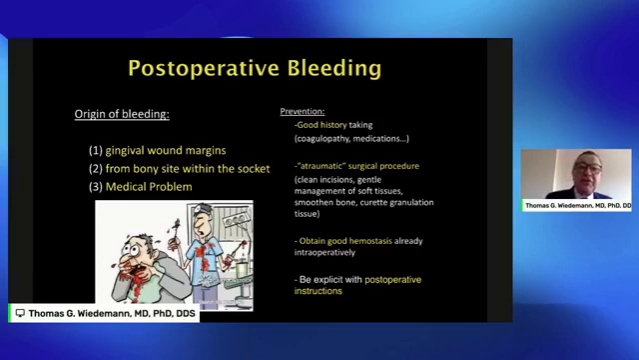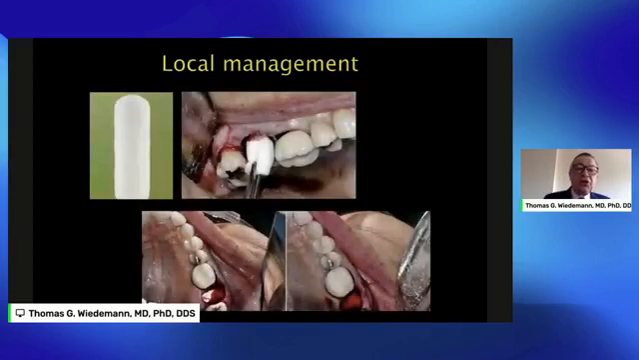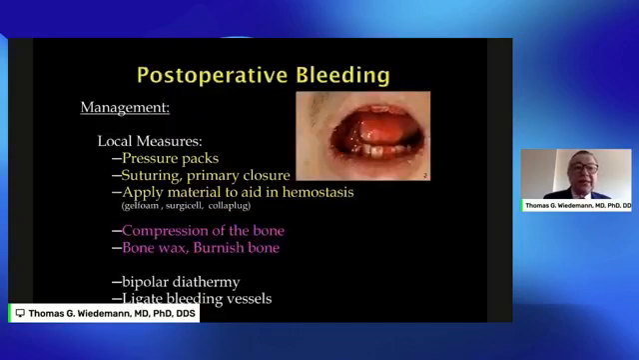So prevention of these post-op problems is key. Good history, atraumatic surgical procedure, good intraoperative hemostasis are absolutely key. Of course, the local management, like here with a collagen plug, is the most common to do, and I'm sure you guys know all that and do this. So what else can we do? If a bleeding occurs, pressure packs, suturing, hemostatic material are the first things we may do.